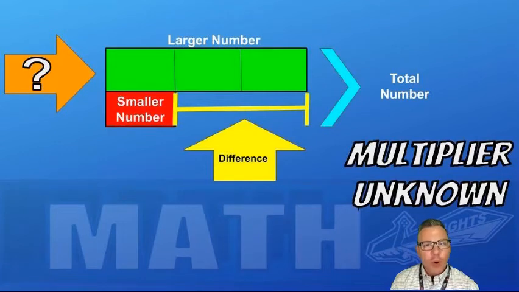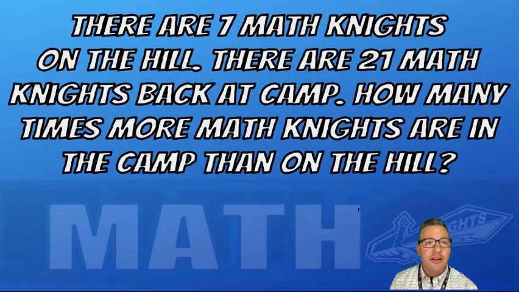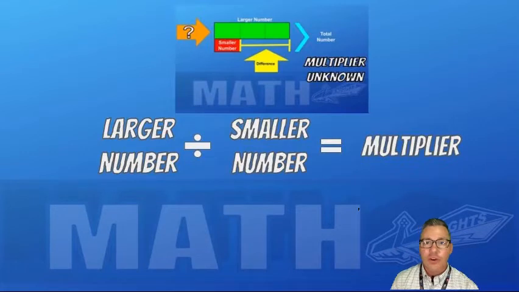So what if the multiplier is unknown? Then the problem may read this way. There are 7 math knights on the hill. There are 21 math knights back at the camp. How many times more math knights are there in the camp than there are on the hill? In order to find that number, you would take the larger number divided by the smaller number in order to get the multiplier.